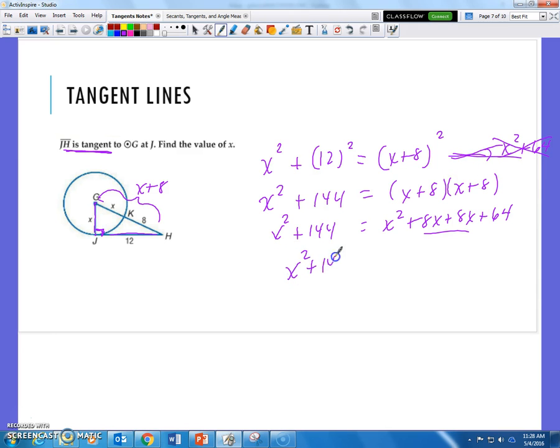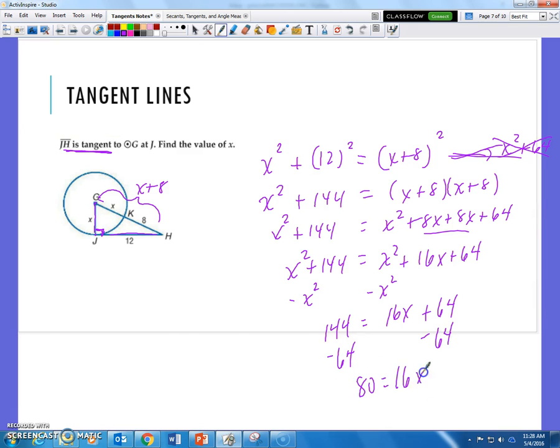x squared plus 144 is x squared plus 16x plus 64. Now, we talked about how to solve quadratic equations before in this class. Luckily, though, when I subtract x squared from both sides, it's no longer a quadratic equation, meaning a degree of 2. It's now a linear equation, and I can solve for x. You see it takes a little bit of work here for some of these problems. I expect to see that work on your paper as well. It does say to find the value of x. It doesn't say specifically to find the hypotenuse or the radius. So I can stop right there. The value of x is 5 in this case.